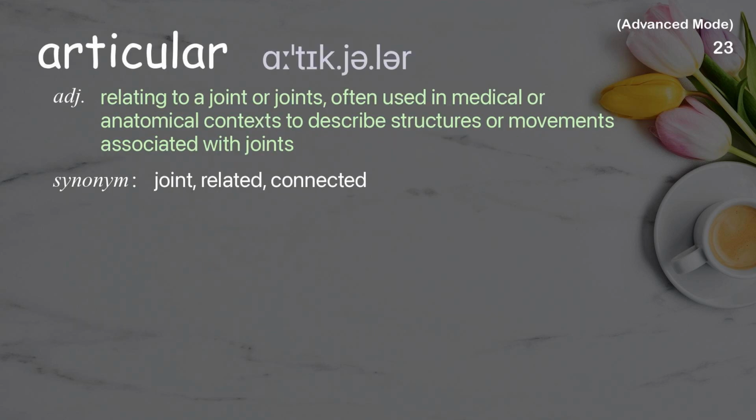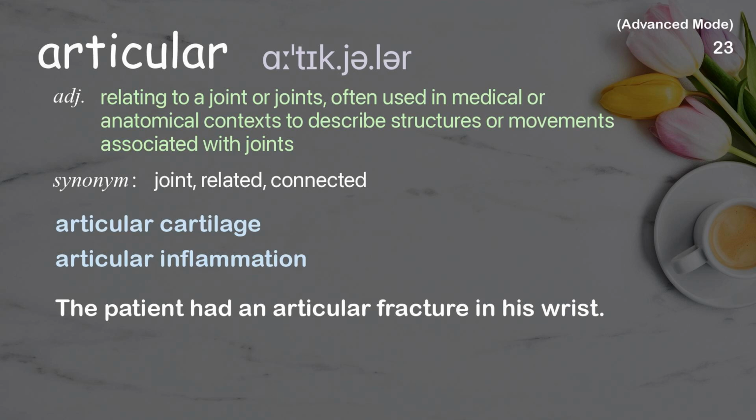Articular. Relating to a joint or joints, often used in medical or anatomical contexts, to describe structures or movements associated with joints. Examples: Articular cartilage. Articular inflammation. The patient had an articular fracture in his wrist.